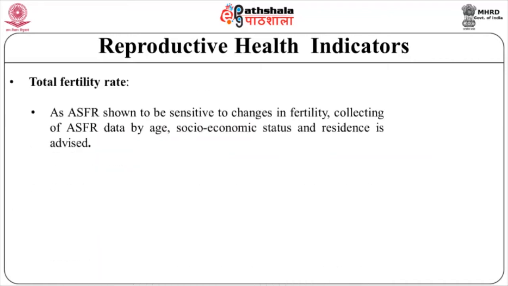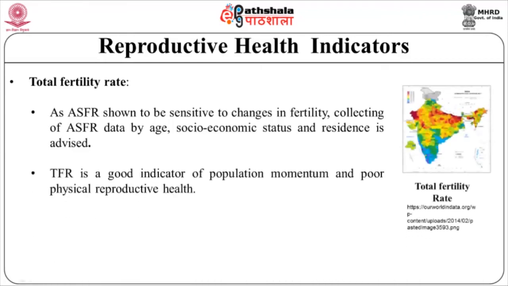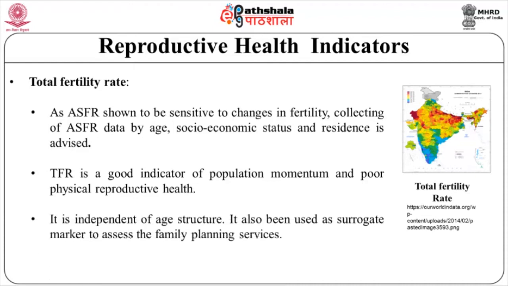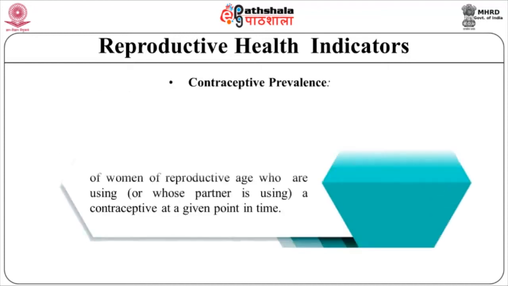As the age-specific fertility rate, that is ASFR, is shown to be sensitive to changes in fertility, collecting ASFR data by age, socioeconomic status and residence is advised. Total fertility rate, that is TFR, is a good indicator of population momentum and poor physical reproductive health. It is independent of age structure. It is also used as a surrogate marker to assess family planning services.